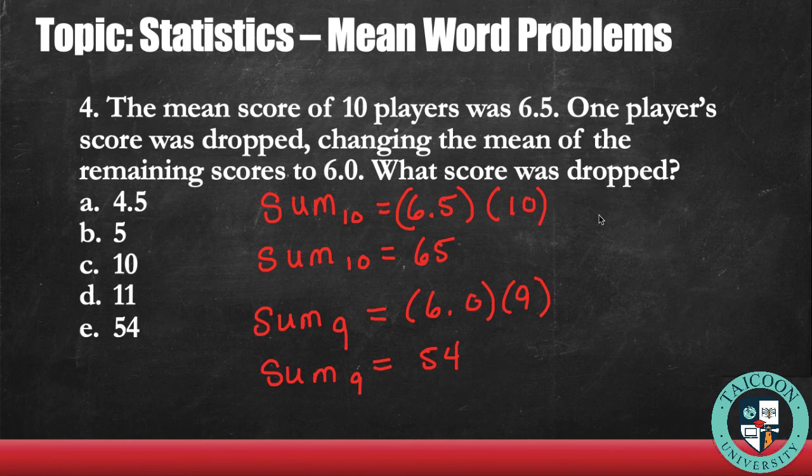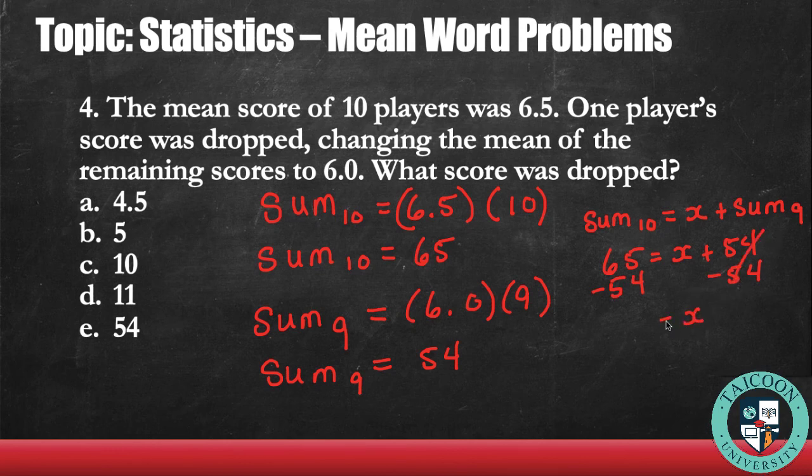I'm sure you can see that the sum of 10 players is equal to the player's score that was dropped plus the sum of those 9 players, right? If we add up the sum of all of those 9 players, including the one that was removed, we would have the sum of all 10 players. So we have 65 equals x plus 54. Of course, I can subtract 54 on both sides, so I have that x equals 11. The final answer is D.